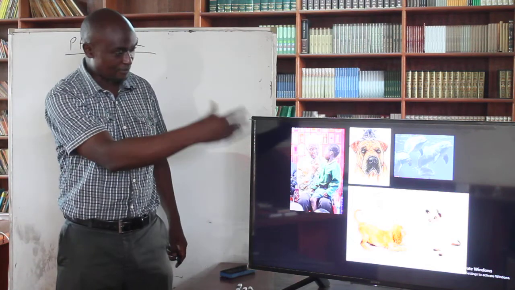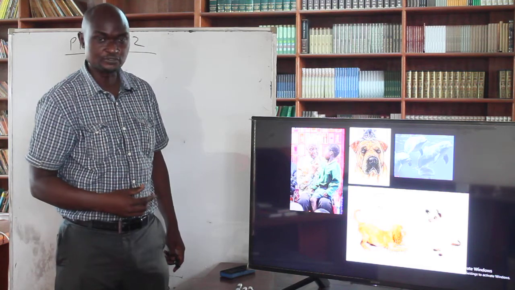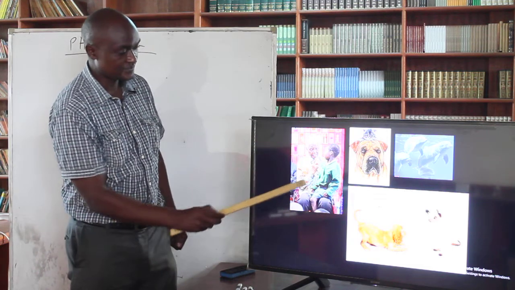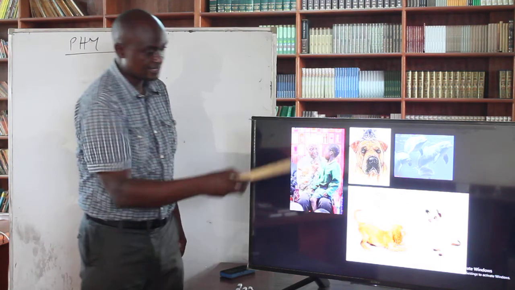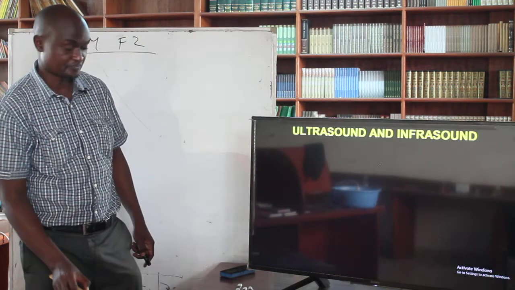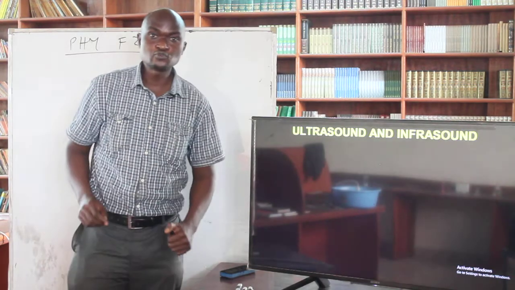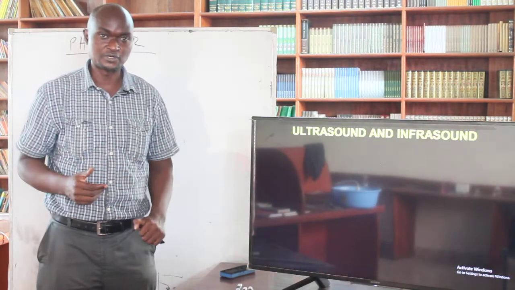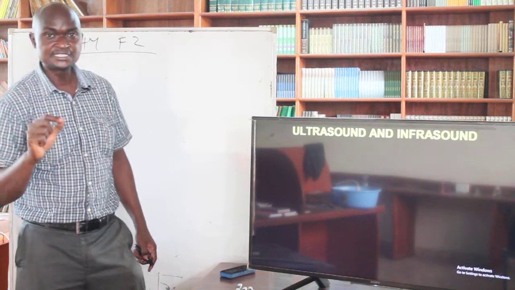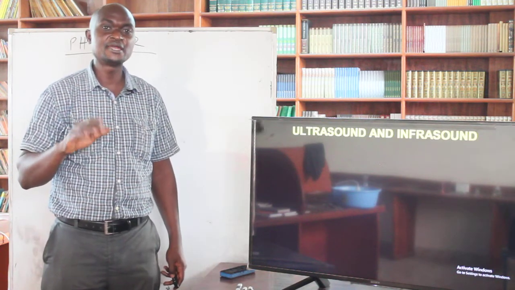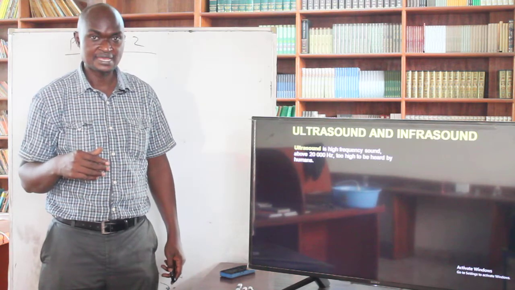These are various examples of where sound is used, whether in human beings here or in animals, to detect or communicate in water and in different other scenarios. Now, there are two more terms which are associated with sound: ultrasound and infrasound. These are two different types of sound depending on the frequency.